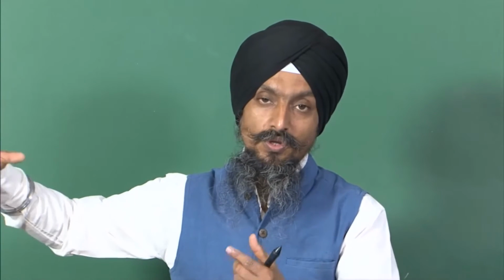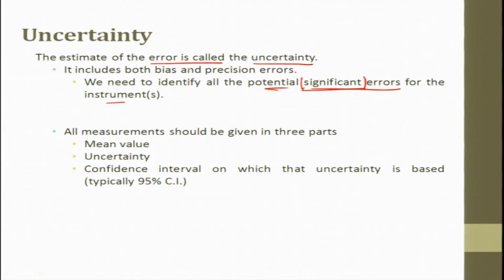Or there might be some errors which are not due to the instruments. Those are called noise. We have discussed that. We have signal to noise ratio, all those things. Those are the external or environmental factors that we cannot control. The factors which we can control within our environment, within our experimental setup, those are the signal factors. Signal to noise ratio is taken; those are the errors which we'll work on. So uncertainty is the estimate of the error, and it is to be identified for all the potential significant errors for the instruments. All the measurements should be given in three parts. Number one, mean value. Number two, uncertainty. Number three, the confidence interval on which this uncertainty is based.